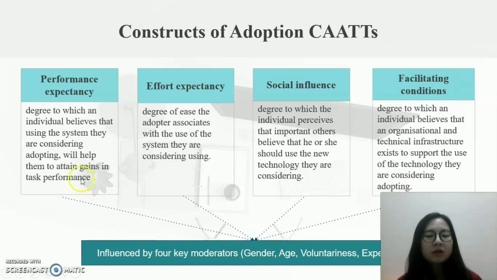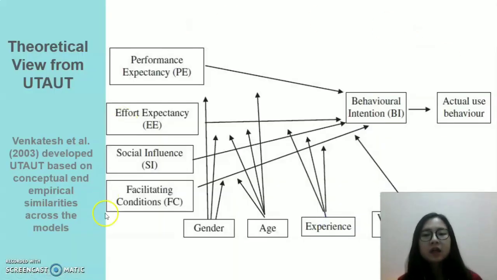These four main constructs are influenced by four key moderators, which are gender, age, voluntariness, and experience. This figure is the theoretical view of UTAUT. These four are the constructs and these four are the moderators. PE is influenced by gender and age. EE is influenced by gender, age, and experience. SI is influenced by only experience. And FC is influenced by all moderators, which are gender, age, experience, and voluntariness of use.